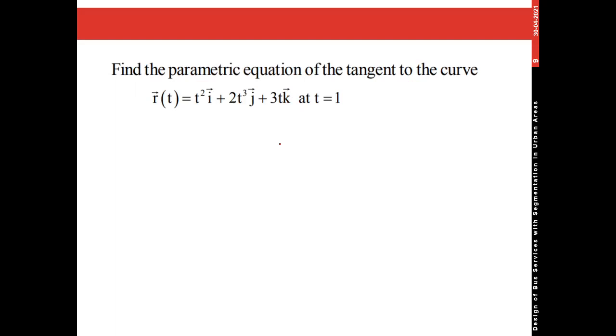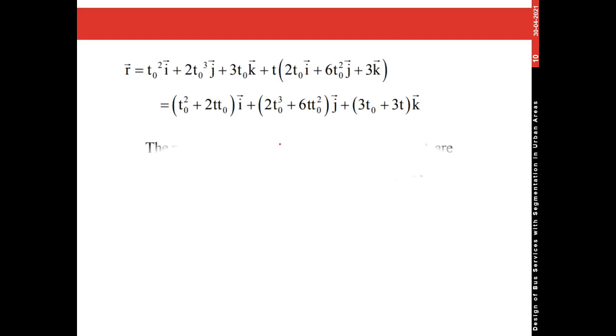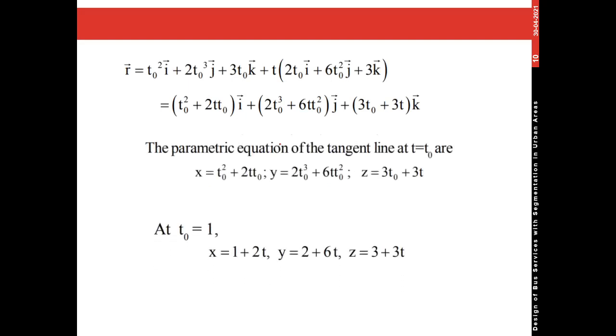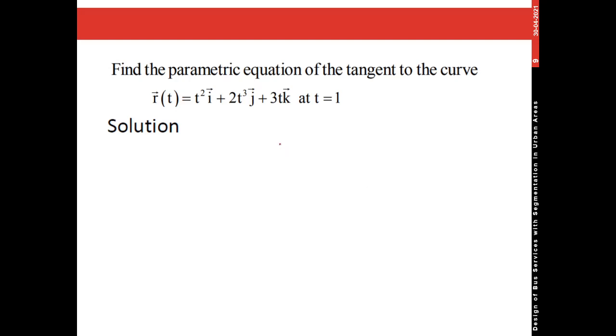So write down this problem. This is your homework. Find the parametric equation of the tangent to the curve r of t equal to t square i plus t cube j plus 3t k at t equal to 1. Have you completed? So the solution is here. I will show you the solution. This is the solution. Okay. So write down this problem.